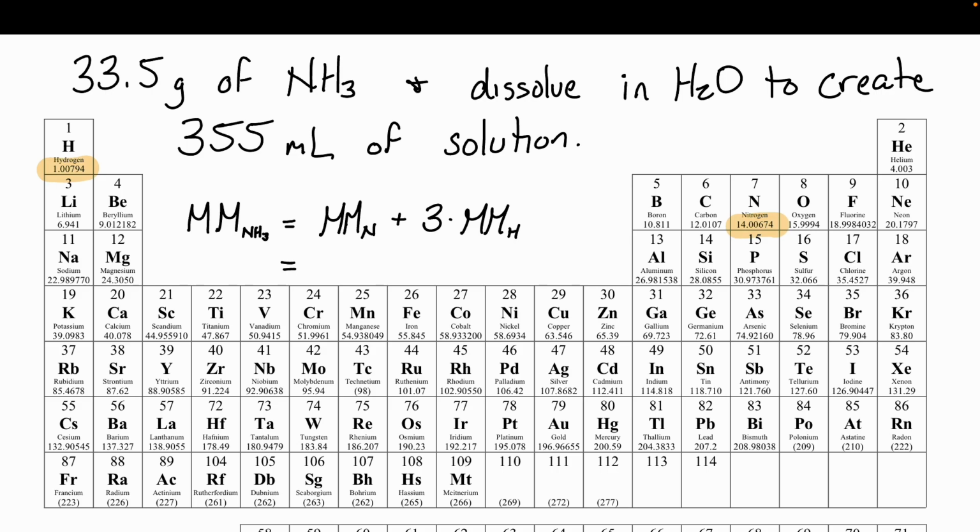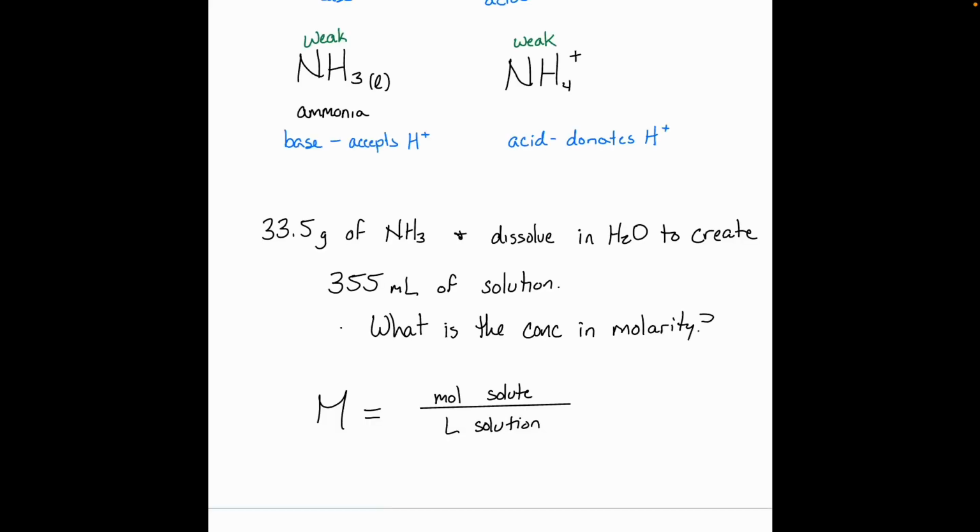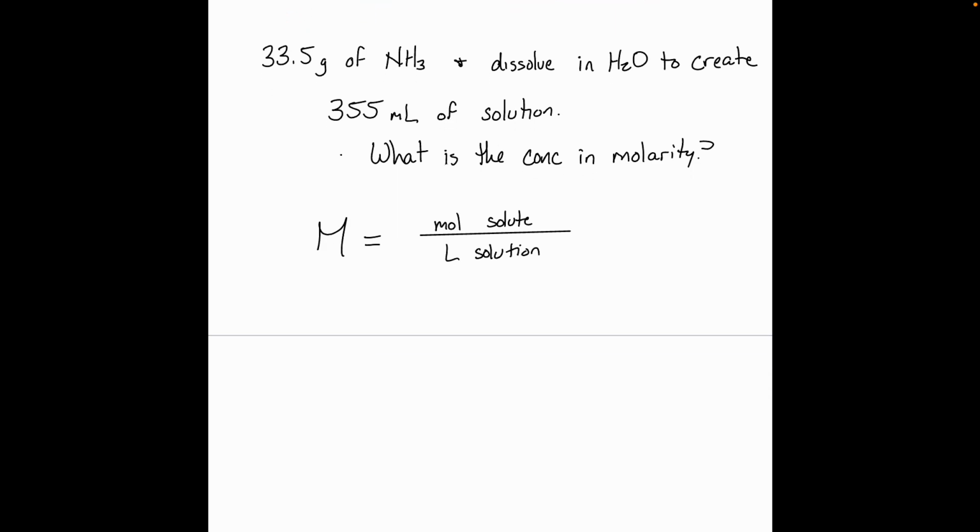Okay, so I'm going to take that 14.00674 and then add 3 hydrogens. Each has a mass of 1.00794. I get 17.03056 grams per mole. All right, so let's just take that back to our other page here. This is our molar mass of ammonia.